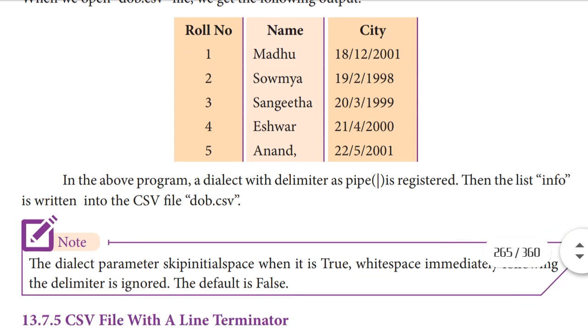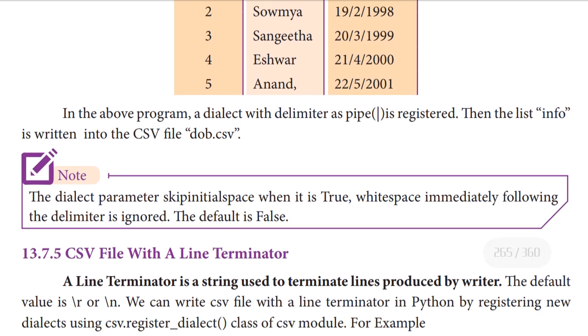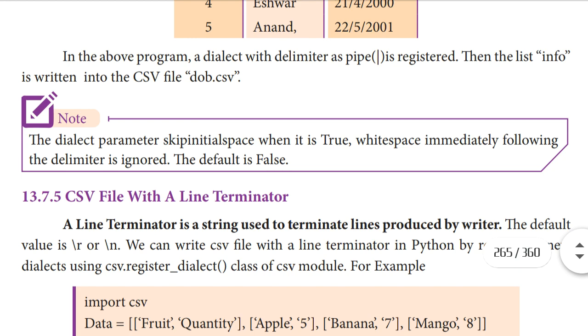Note, the dialect parameter skipinitialspace, when it is true. So skipinitialspace is a parameter in the dialect. Why do we use it, it removes the white spaces. So white spaces immediately following the delimiter are ignored. The default value of skipinitialspace is False. So if we want that, we enable it as True.